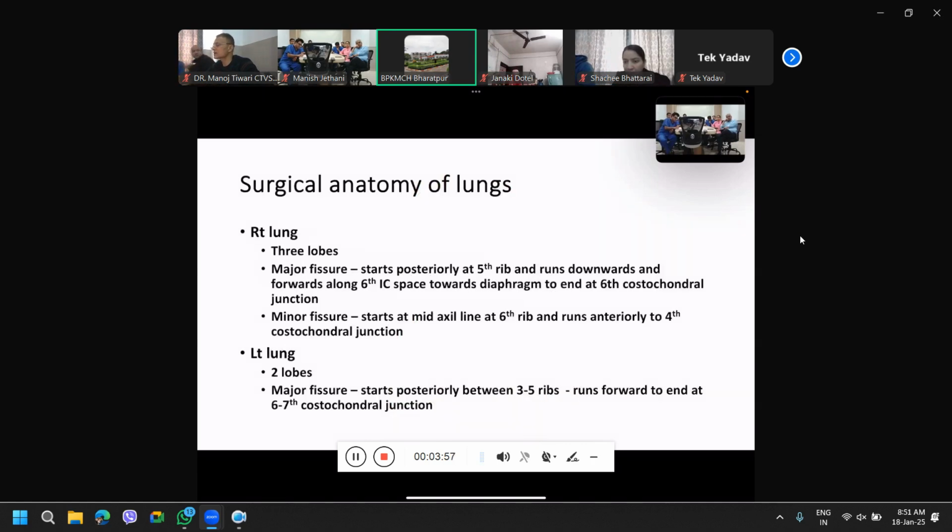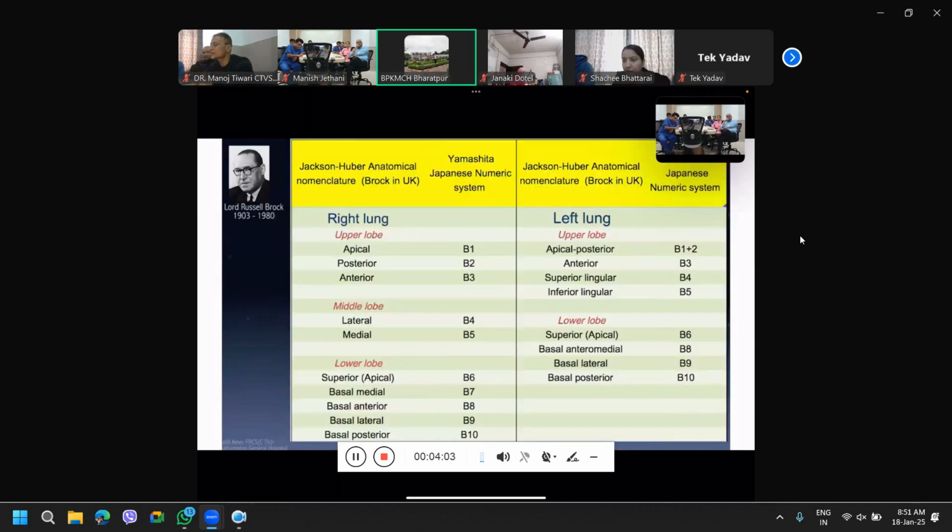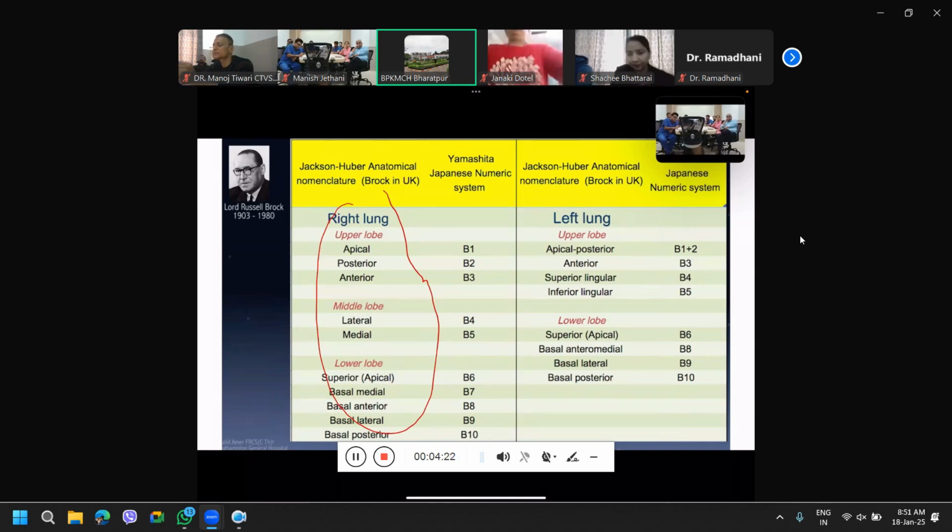So this is just in brief. He had also defined, for the juniors, that the right lung has three lobes and the left lung has two lobes, etc. Right now we are following the Jackson, Hubbard, or Collins classification. There is the UK based, and Yamashita, the Japanese nomenclature. The only difference is that in the Western literature they define apical, posterior, anterior, etc., but in the Japanese Yamashita classification, the nomenclature is B1 plus 2, B3, or B1, B2, etc. So this is how there is a certain difference.